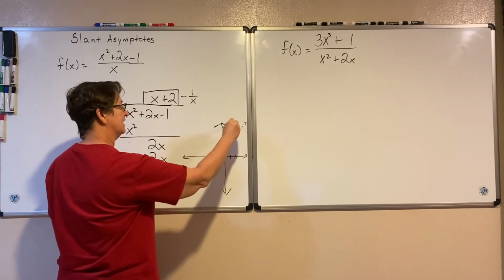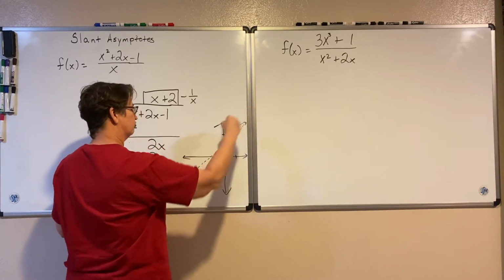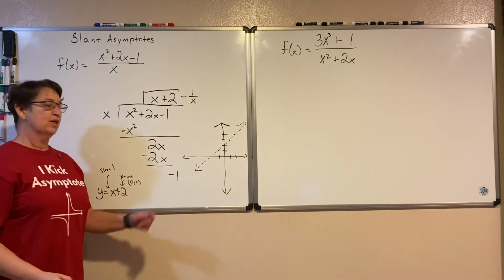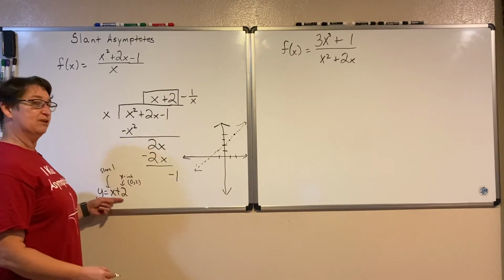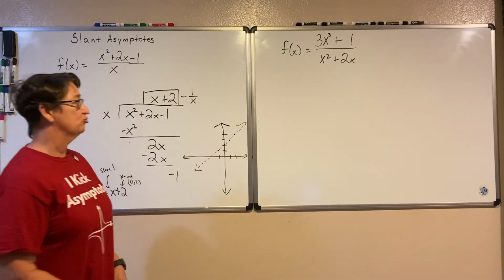And on the ends, my graph is going to do something where it's getting closer and closer to that asymptote without ever hitting it. So this talks to me about the end behavior there. There will be some slant asymptote that it's getting closer and closer to.